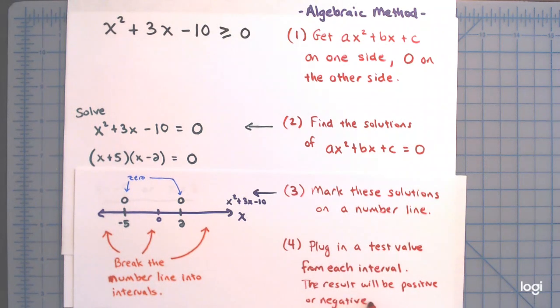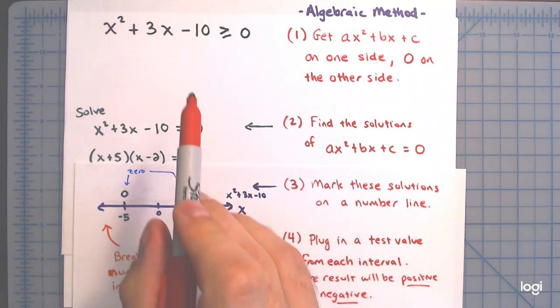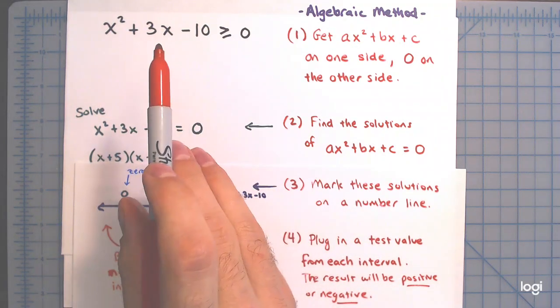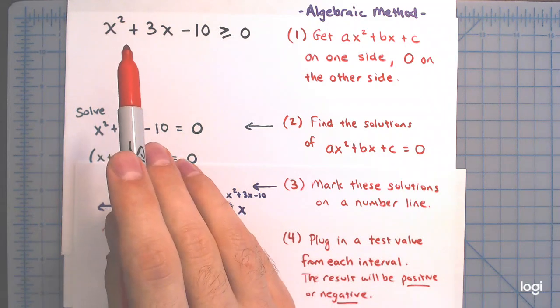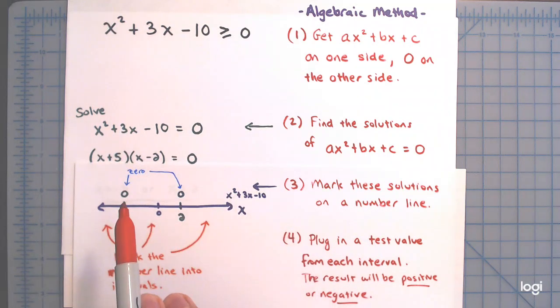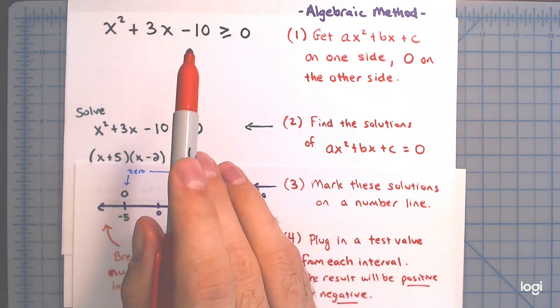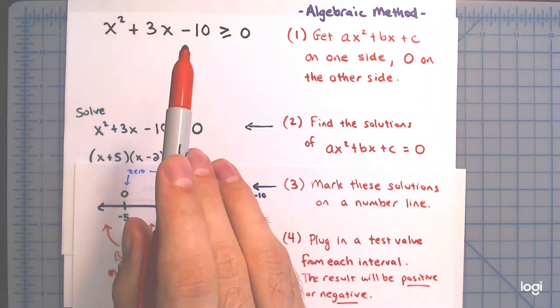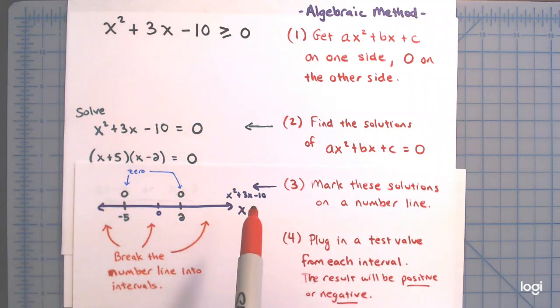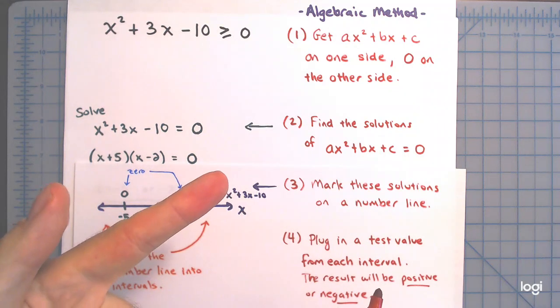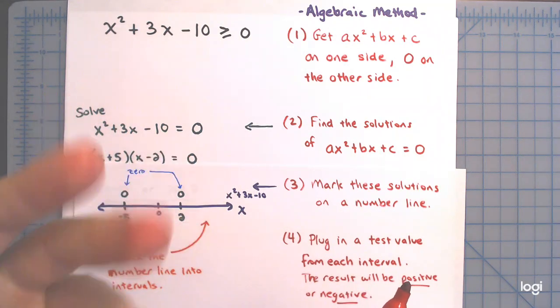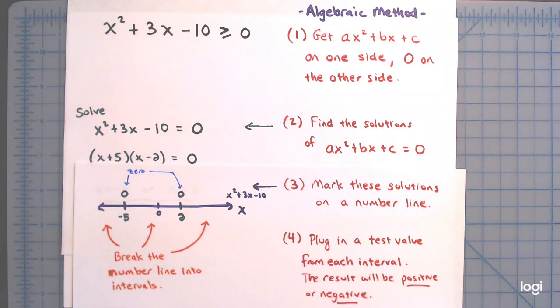The reason that is, is because I already told you where it's going to be 0. When I get the expression on the one side by itself, I already know where the expression is going to be equal to 0, and I know it's not going to be undefined anywhere. There's no division, you can't divide by 0 in x squared plus 3x minus 10. So I know where it's going to be 0, and I know it's not going to be undefined anywhere. So the only other possibilities of those 4 I mentioned earlier are positive or negative. When I plug a number into this expression, it's going to be either positive or negative.